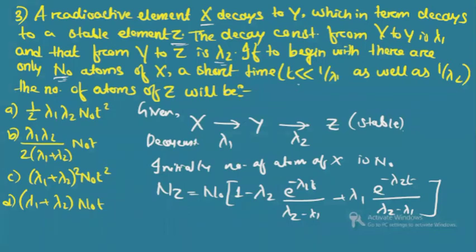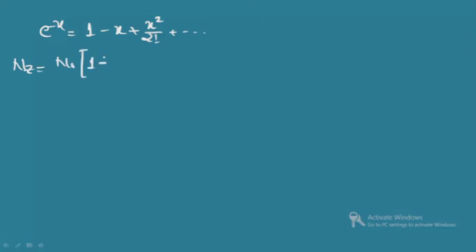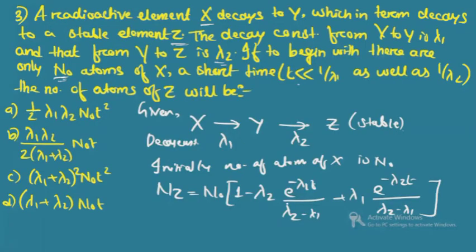So now what you will see is that we will evaluate this exponential term. All right. So how we will evaluate e to the power minus x? As we know, e to the power minus x is 1 minus x plus x square by factorial 2 plus dot dot dot. So here you have NZ equals N naught. The first term is 1. Here you have the minus symbol. So this lambda 2 by lambda 2 minus lambda 1, I will keep as it is, and I will write e to the power minus lambda 1 t.